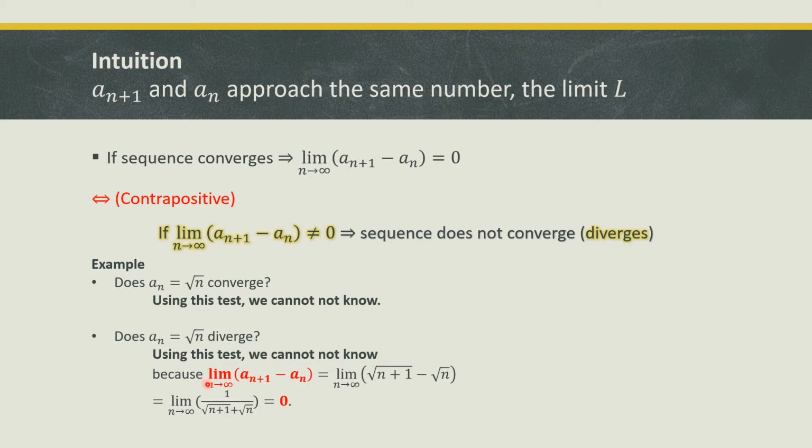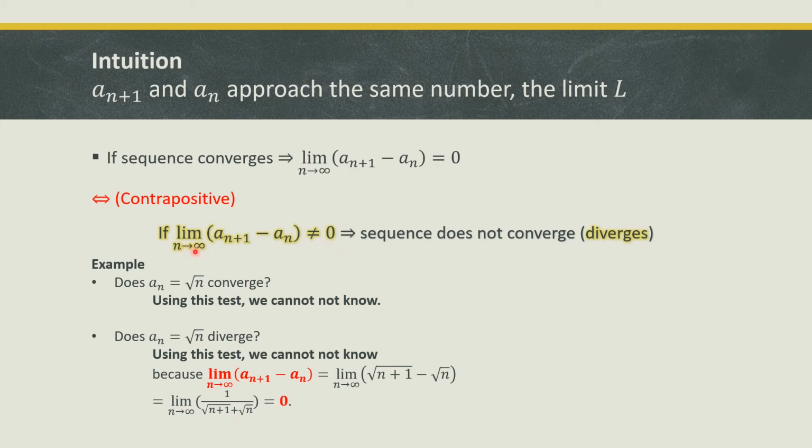And that's because when we compute the difference between consecutive terms as n approaches infinity, so let's just write it here, that's the square root of n plus 1 minus square root of n, and we multiply the numerator and the denominator by the conjugate. This is the conjugate, and we get a limit that is 0, and therefore this is not satisfied.